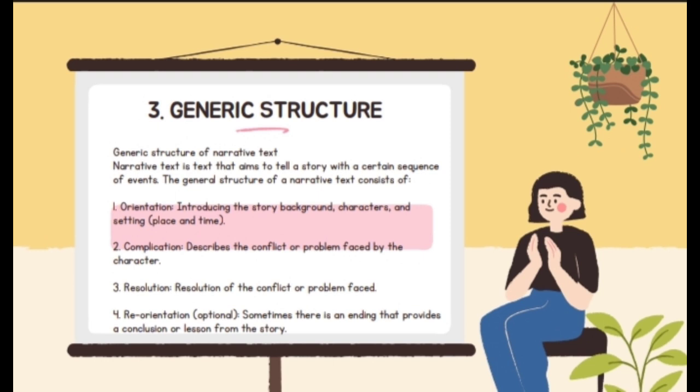2. Complication, describes the conflict or problem faced by the character. 3. Resolution, resolution of the conflict or problem faced. 4. Reorientation, optional. Sometimes there is an ending that provides a conclusion or lesson from the story.